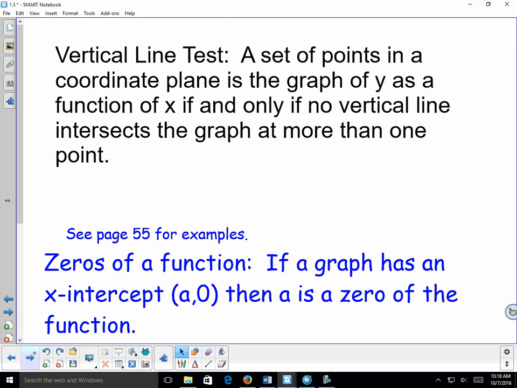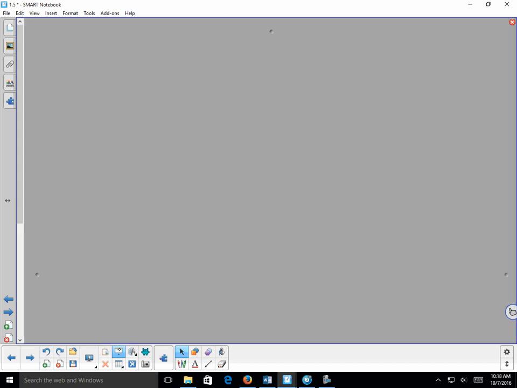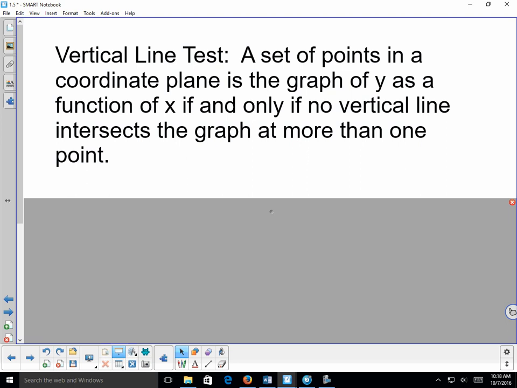Okay, so you are familiar, I think, with the vertical line test. The vertical line test goes like this. A set of points in a coordinate plane is the graph of y as a function of x if and only if no vertical line intersects the graph at more than one point.